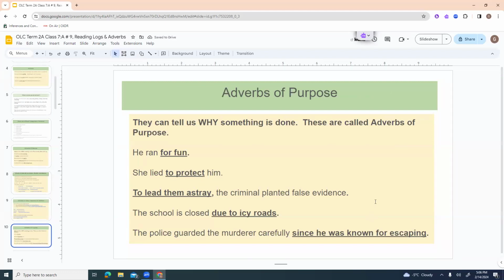And adverbs of purpose. These are a little bit trickier. A lot of them are very similar to subordinating conjunctions, a little crossover there. Basically, they tell us why something is done. Sometimes they're called adverbs of purpose or adverbs of reason. He ran, why? For fun. She lied, why? To protect him. To lead them astray. The criminal planted false evidence. The school is closed, why? Due to icy roads. The police guarded the murderer carefully since he was known for escaping.